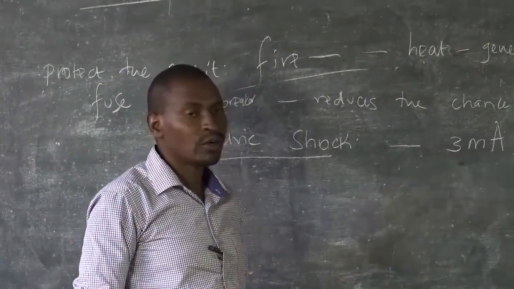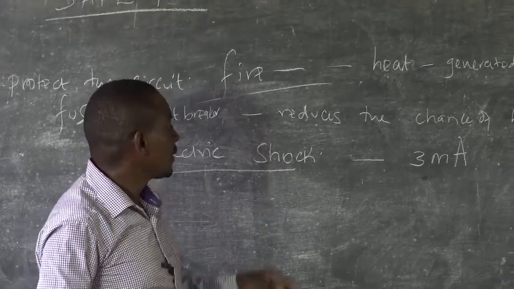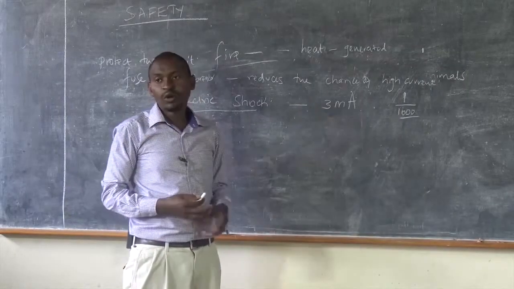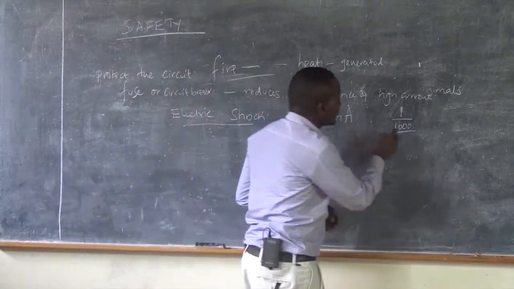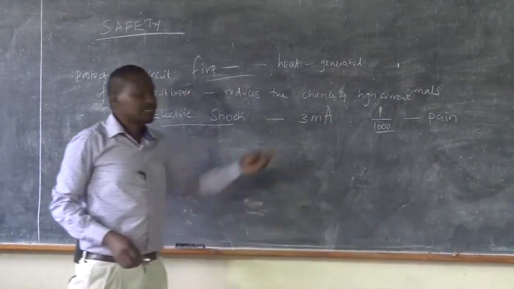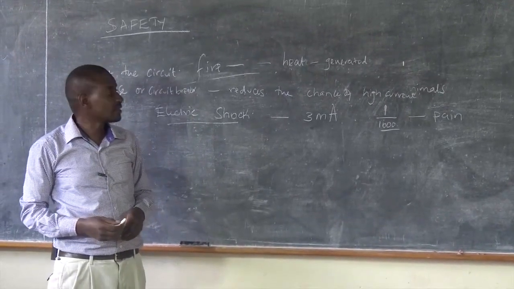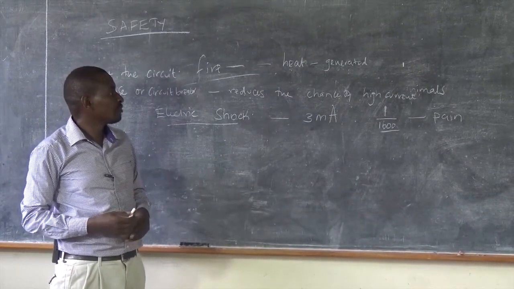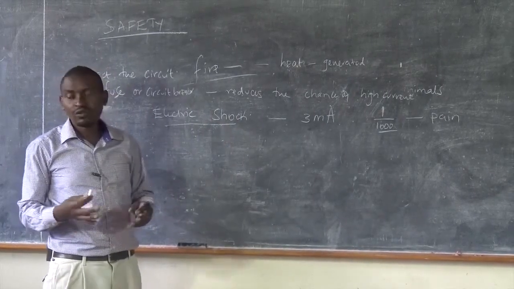So what you understand is this is a very small current. This is a current that cannot operate most of the equipment that we have. But if you allow a current of about 3 milliamperes to flow through your body, you start feeling pain. Anything less than this threshold, you might not even feel it, because the current is too small. But if the current is above this, then you'll feel some pain.